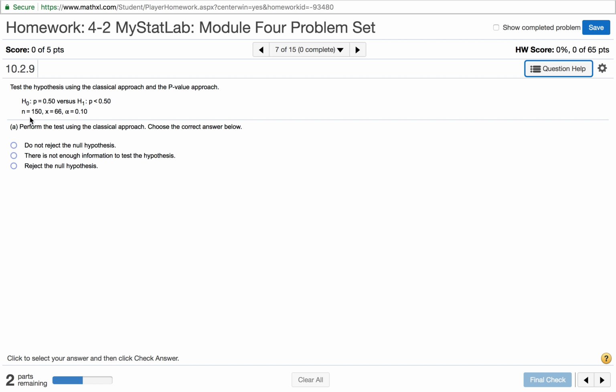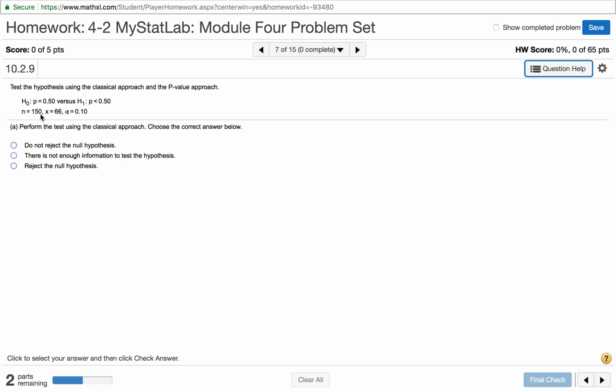They might give you a less than symbol, a greater than symbol, or a not equal to symbol. Then we have N, which is your sample size. That's how many people or whatever they tested. X is 66, which is my number of successes. And then my alpha is 0.10. Now, this alpha equal 0.10 is going to be important even for the classical approach. We're going to do a little bit of an extra step with the classical approach to figure out what our rejection region is.